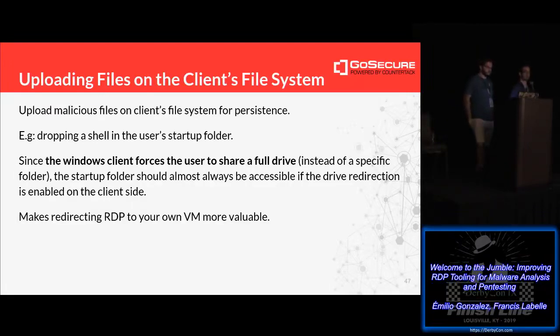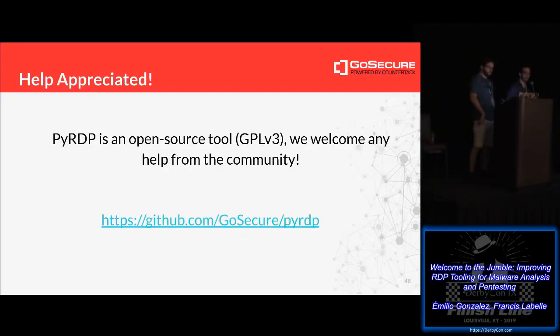Uploading files on the client file system, we thought about that. We thought it was pretty cool since, as I said earlier, the server always initiates the connections. PyRDP can say, well, upload this backdoor.exe to your startup folder. And since the Windows client forces the user to share a full drive when they connect to PyRDP and they want to share a drive, you can't just say, I want to share this folder, you need to share your whole C drive. So the startup folder should be accessible most of the time a user shares a drive. So it makes redirecting RDP to your own VM more valuable.